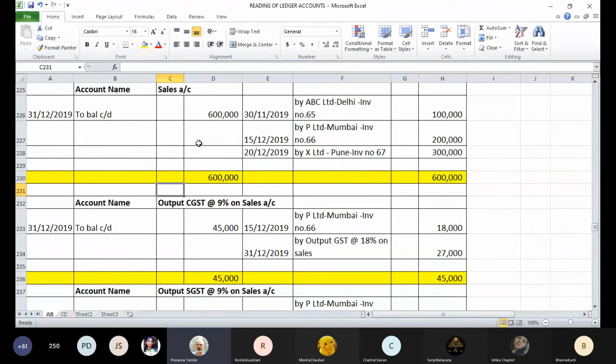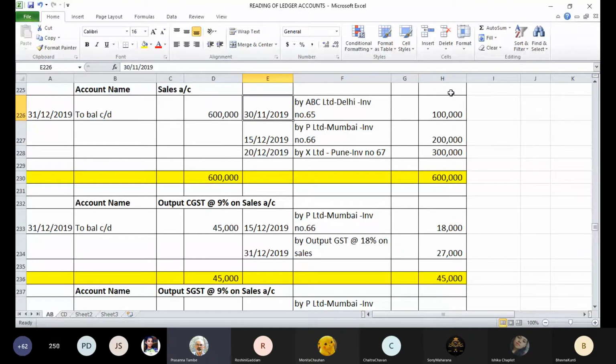Now, having said this, we will discuss this group of accounts. One is the sales account and three output GST accounts together, and we will write the comments together on these three accounts. I will explain one transaction and then we will start noting down the commentary on these transactions. Let's come to the sales account. In the sales account, on 30th November 2019, you see the first sale recorded. It says by ABC Limited, Delhi, invoice number 65. This is your entry for sale, and 1 lakh rupees is the value of goods, and 65 is the invoice number or bill number.